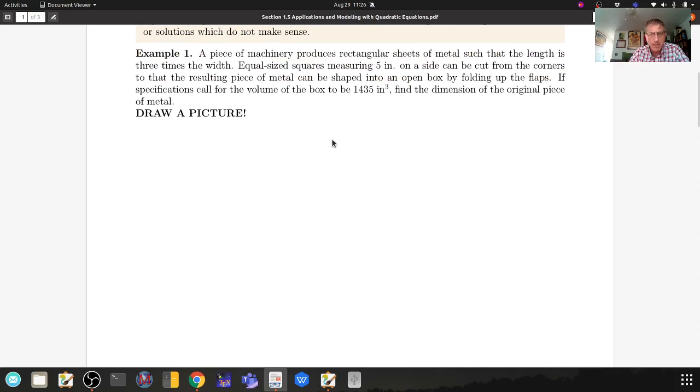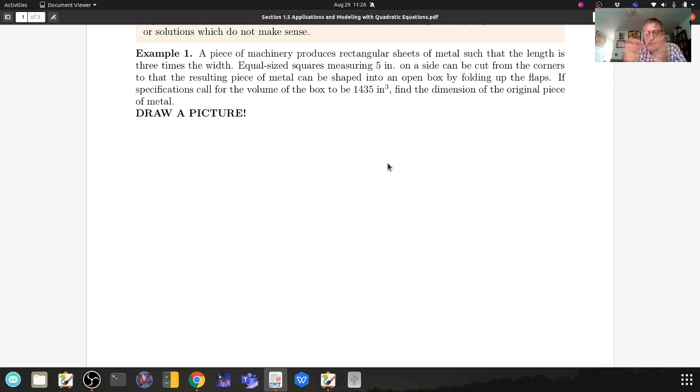So let's do example 1. A piece of machinery produces rectangular sheets of metal such that the length is 3 times the width. Equal-sized squares measuring 5 inches on a side can be cut from the corners so that the resulting piece of metal can be shaped into an open box by folding up the flaps. If specifications call for the volume of the box to be 1,435 square inches, find the dimensions of the original piece.